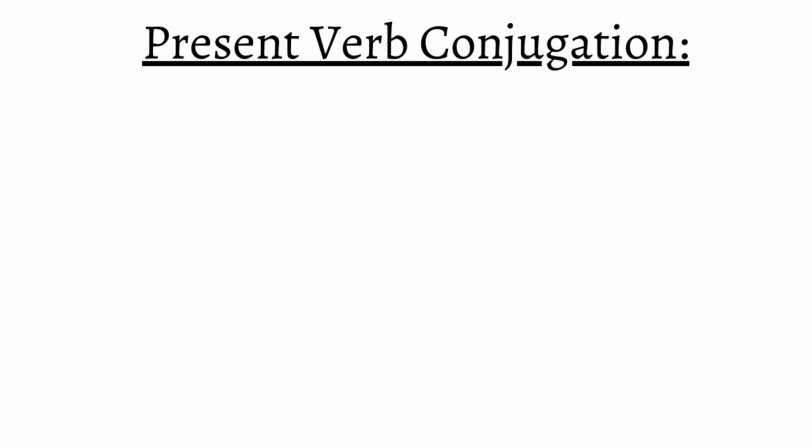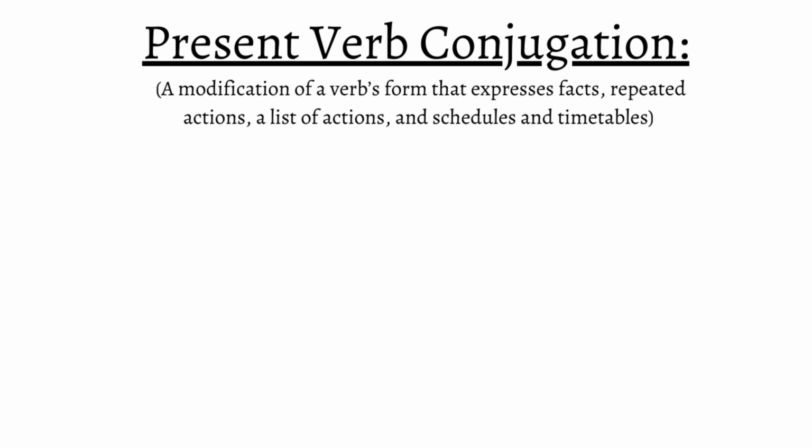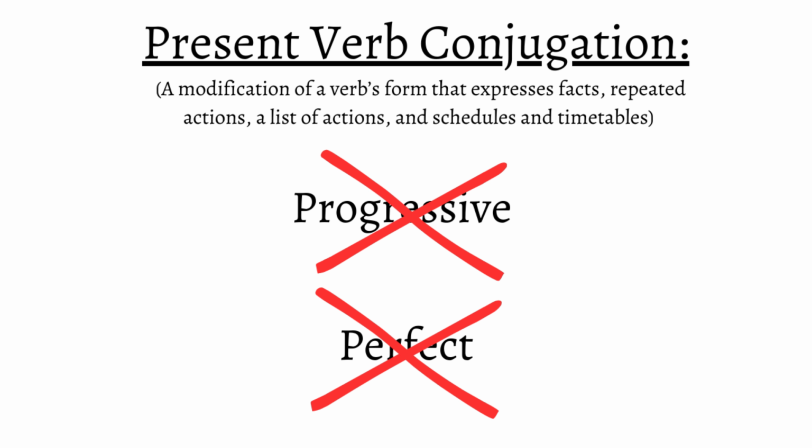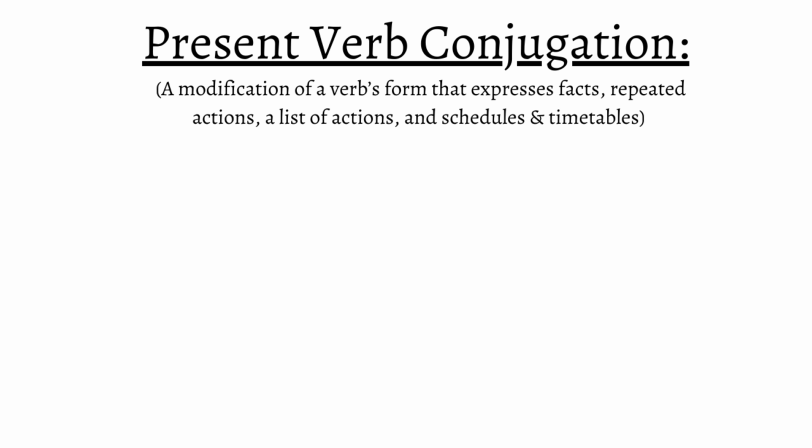Present verb conjugation in English is the modification of a verb's form that expresses facts, repeated actions, a list of actions, and schedules and timetables. It is one of the easiest tenses with a simple conjugation pattern because the present simple doesn't have progressive or perfect tenses. To conjugate verbs in the present simple, we first have to understand how to identify English verbs.